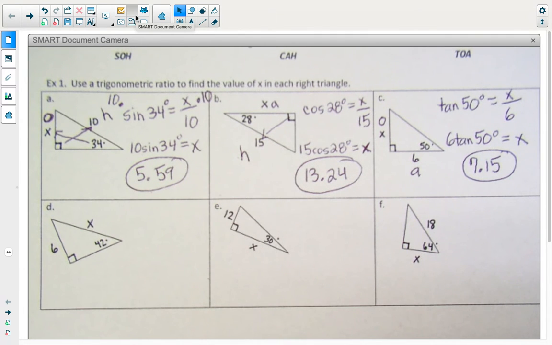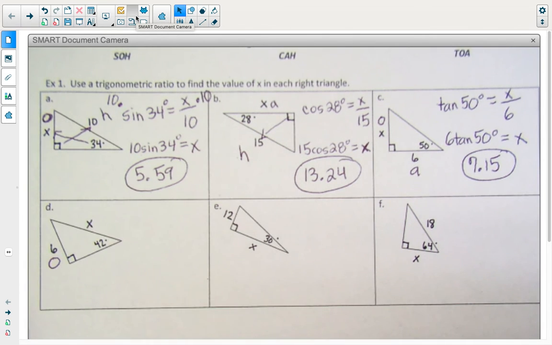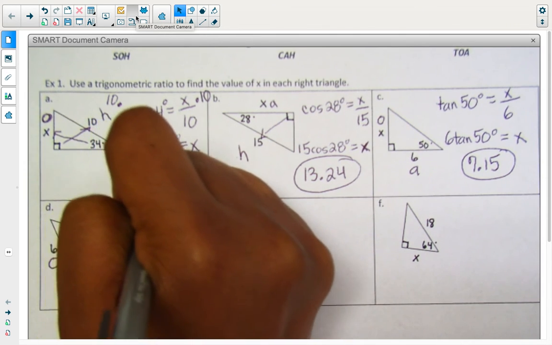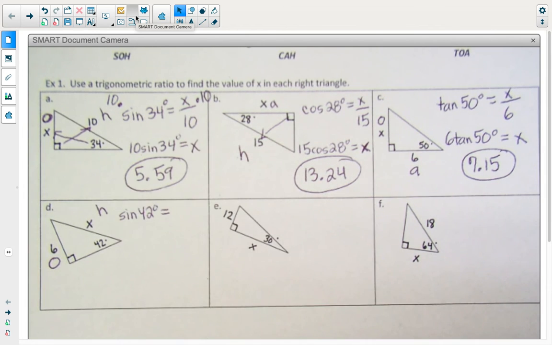D. So we're on 1D now. Label the different sides of your triangle that will help you out immensely. So this is 42 degrees. If I go directly across from that, it looks like I have the opposite side. And this is my right angle. Directly across from that is always our hypotenuse. So which one deals with opposite and hypotenuse? That's the sine. So we have the sine of 42 degrees is equal to our opposite side. In this case, my opposite side is 6. And my hypotenuse is x.